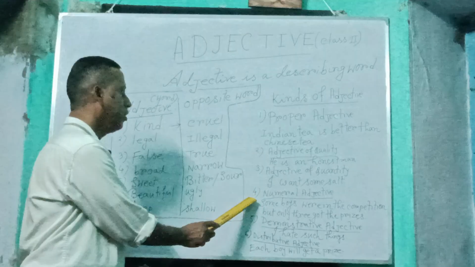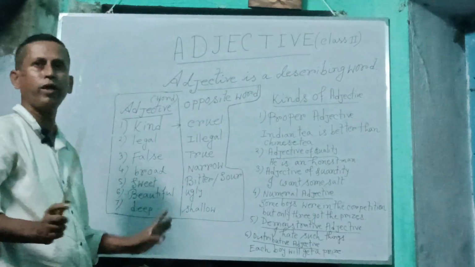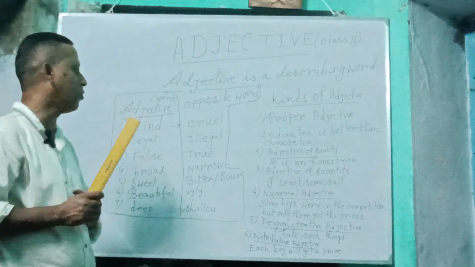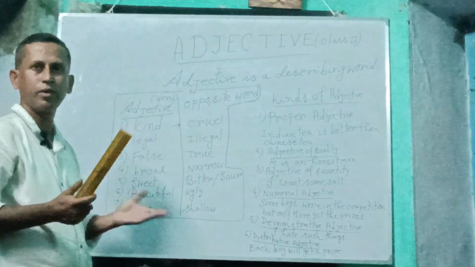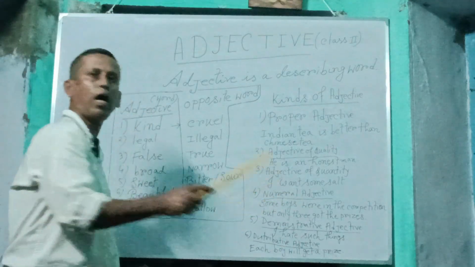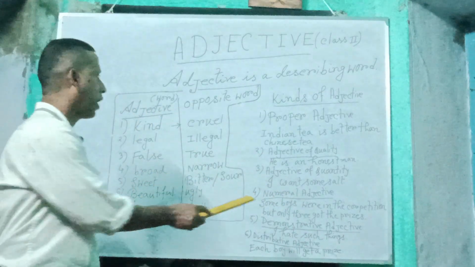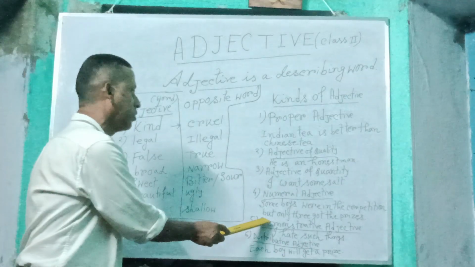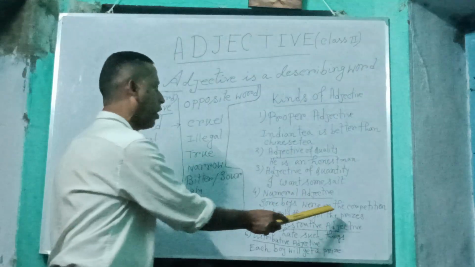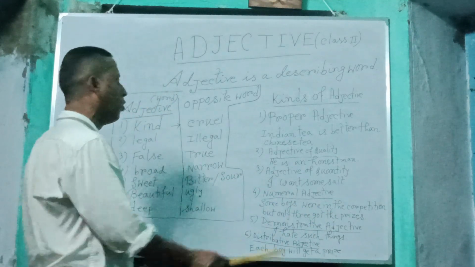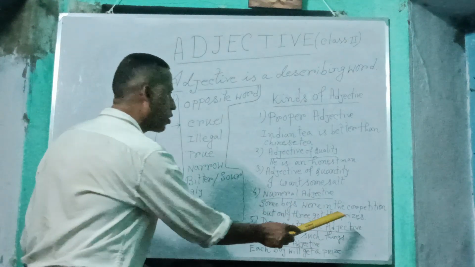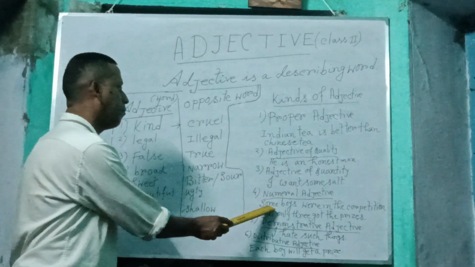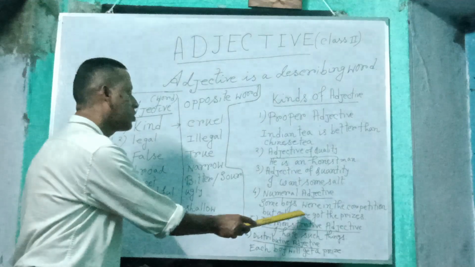Okay, number four, numeral adjectives. When it is only for the amount, it is "some". And when you have to know how many boys, so here boys, "some" is a numeral adjective. The example: some boys were in the competition but only 3 got the prizes.